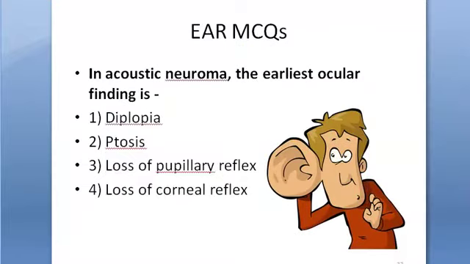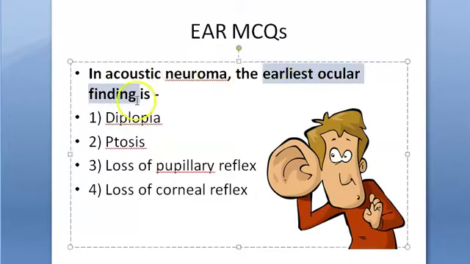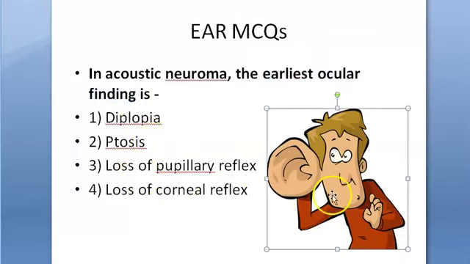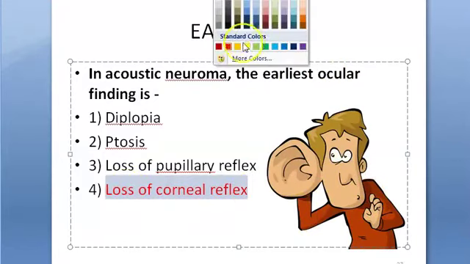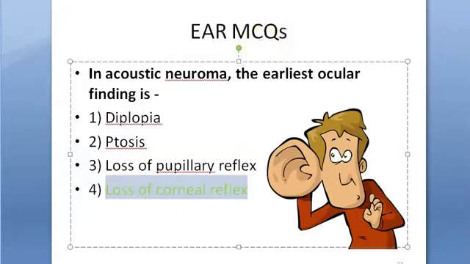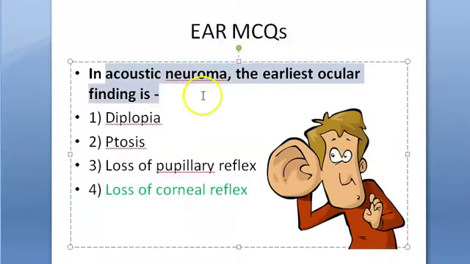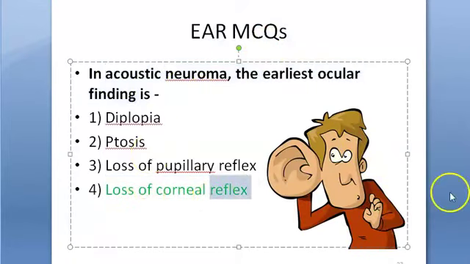In acoustic neuroma, the earliest ocular finding is, in acoustic neuroma, the earliest ocular finding. So here the earliest symptom they told you, earliest sign also they told you. They want to know the earliest ocular finding. So what do you think the answer is? Answer is D. You already saw this. Loss of corneal reflex itself is the earliest sign. So that can be the earliest ocular sign, obviously. So this will be the answer. It's not an except question. So let's make it green. This is the answer. In acoustic neuroma, the earliest ocular finding is the loss of corneal reflex.